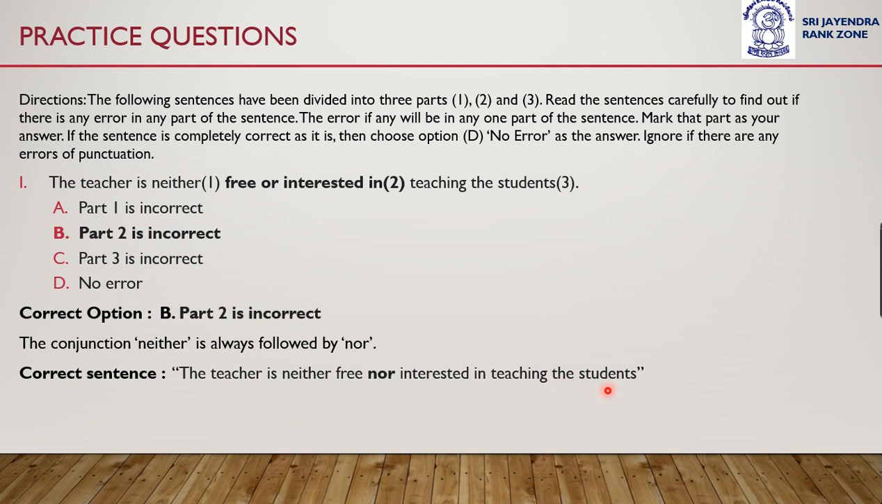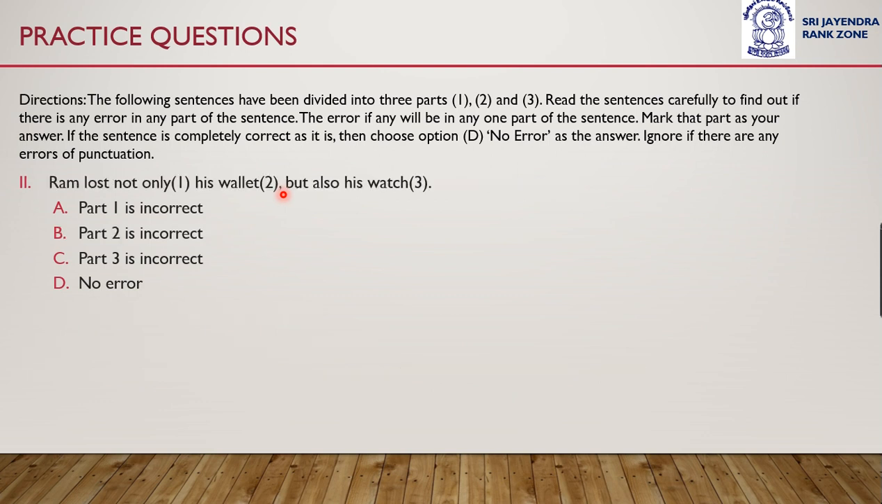Okay? What is the correct sentence? The teacher is neither free nor interested in teaching the students. So, or is replaced by nor in order to make it correct. So, the correct answer is B. Part 2 is incorrect. Let us move on to the second question.